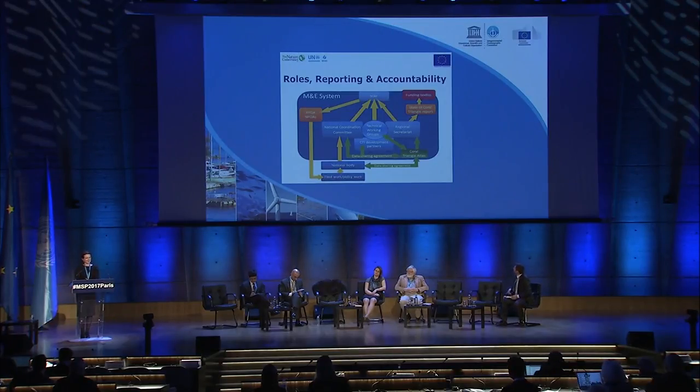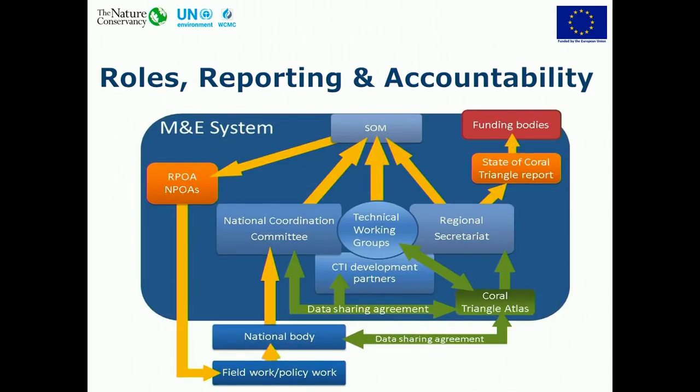So there we just have the purpose. This is a busy slide, so I won't talk too much about it, but I think the busyness really reflects the complexity of the CTI as a whole. Just to talk you through a little bit of it, if you look at the blue boxes on the left-hand side of the screen, that talks about work that's going on at the national level within the Coral Triangle countries. In addition to the regional plan of action that I mentioned before, there are also national plans of action for each of the countries. And those NPOAs, as they're known, are overseen by a national coordinating committee.